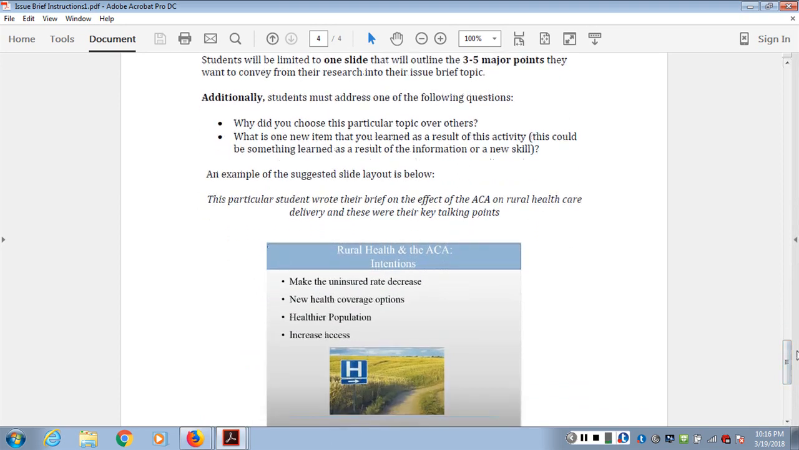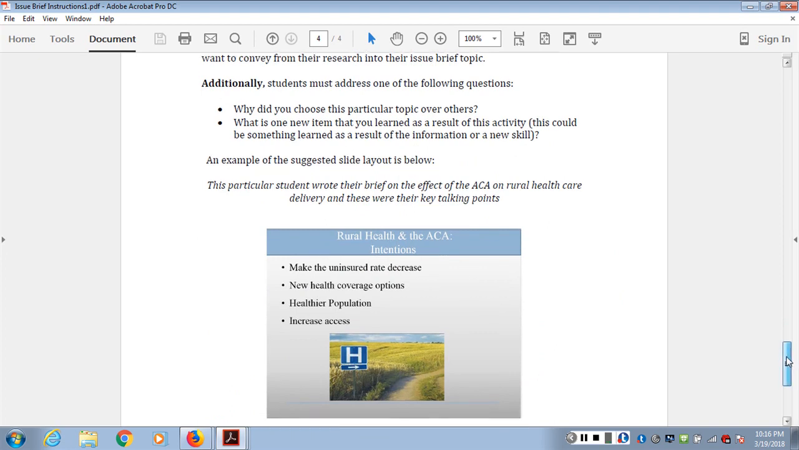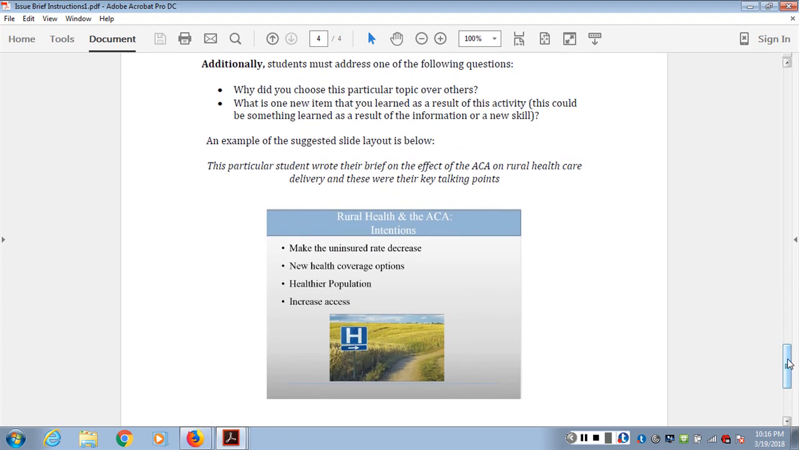You're going to be limited to one slide. On this slide, you're going to outline the 3 to 5 major points that you think are the most important that you want to convey to your course mates. Additionally, you must address one of the following questions. Either, why did you choose this particular topic over others? What was your driving force behind choosing this topic?